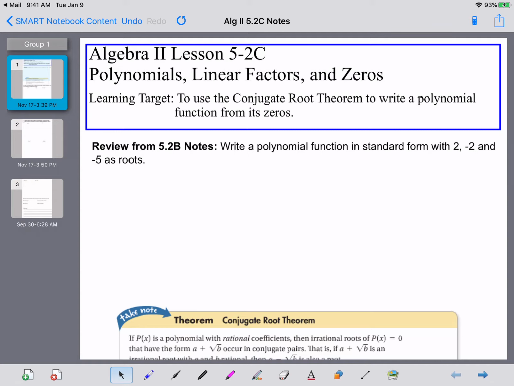Welcome back. Today we're going to look at section 5.2c. Our learning target today is to use the conjugate root theorem to write a polynomial function from its zeros.